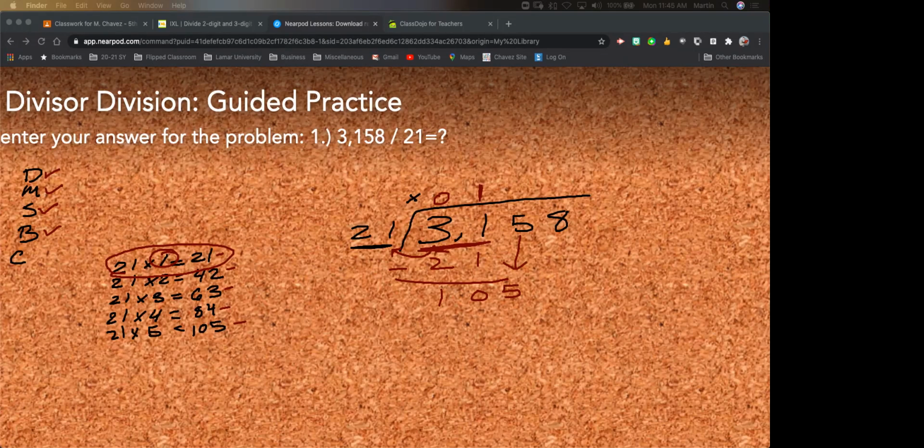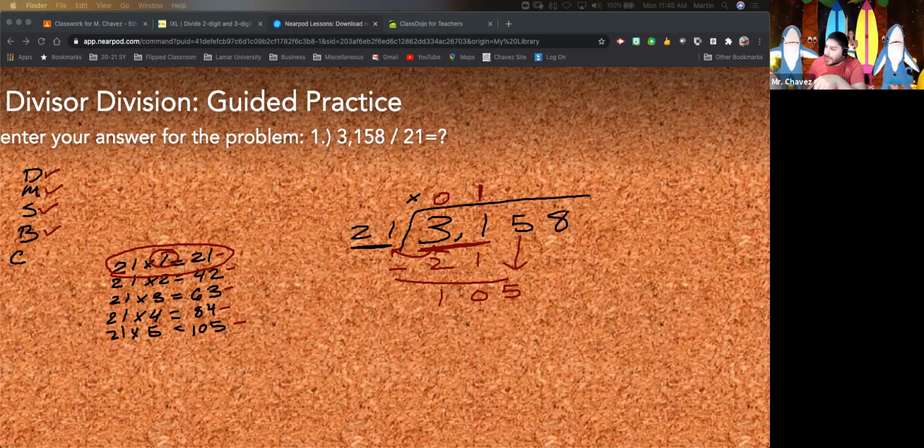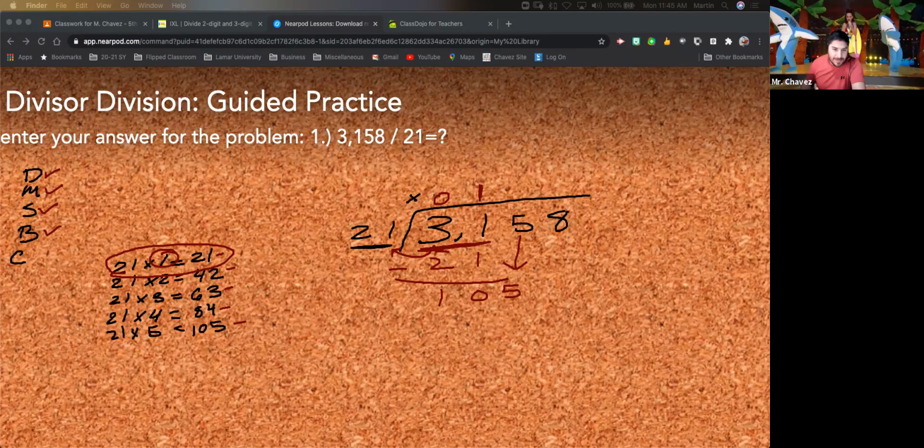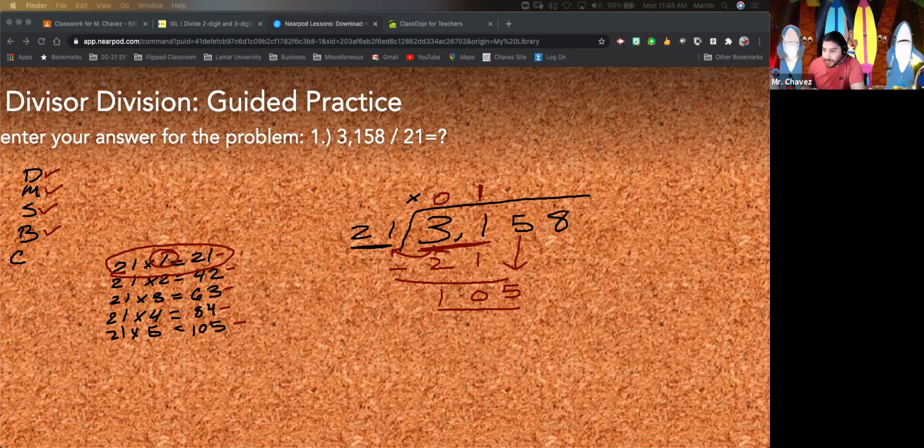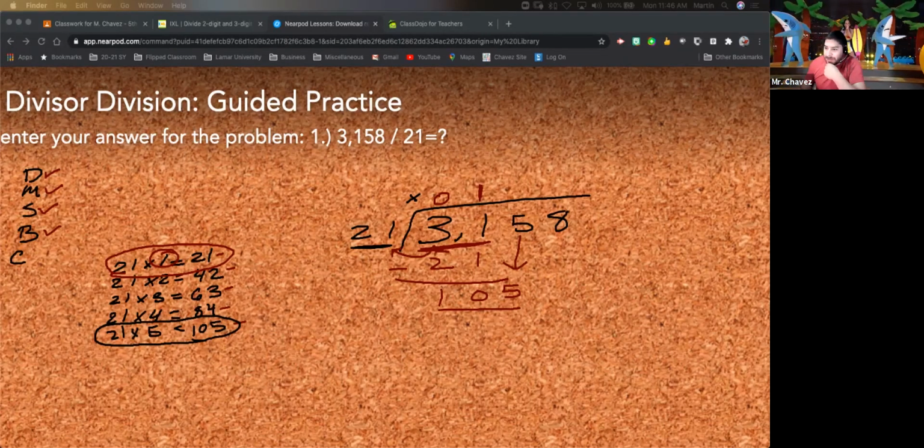Five. Well, I wanted to hear 105 divided by 21. And the reason why Dion said 5 is because we're looking for this number, 105. And the number that's closest to 105, or is actually a perfect match, is right here, 21 times 5. So I'm going to go ahead and circle.